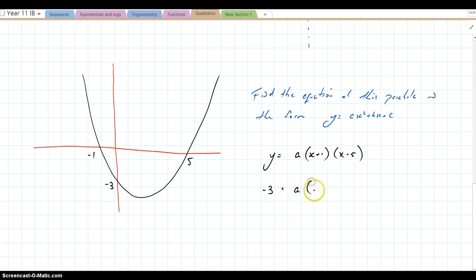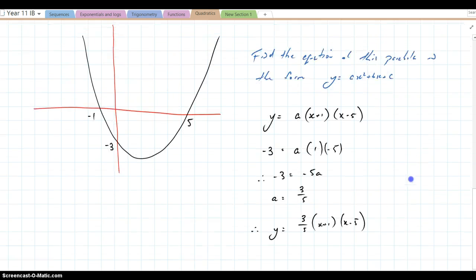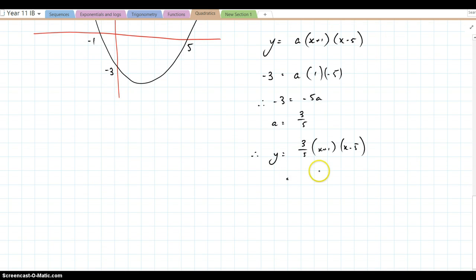So I've got 0 plus 1, so that's 1. I've got 0 minus 5, so that's minus 5. So therefore I've got minus 3 equaling minus 5a. So a is equal to 3/5. So my equation is therefore y is equal to 3/5 (x plus 1)(x minus 5). I don't want it in that form, though. I want it in this form. So I've got to expand all this out.